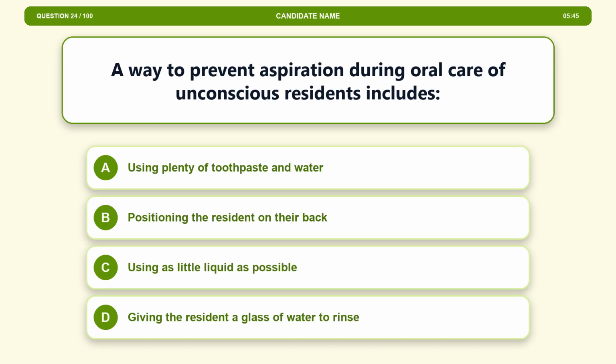Question 24. A way to prevent aspiration during oral care of unconscious residents includes: Option A, using plenty of toothpaste and water. Option B, positioning the resident on their back. Option C, using as little liquid as possible. Option D, giving the resident a glass of water to rinse.